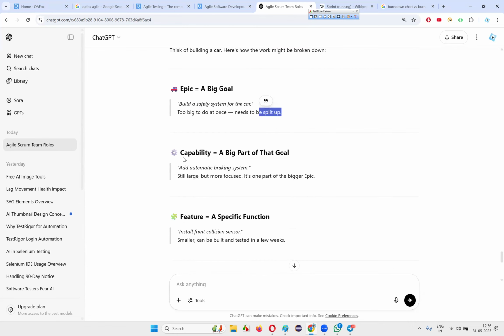We need to split it up. Capability is a big part of that goal. Add an automatic braking system. Okay, somewhere in between. Epic is a big goal, whereas capability is a mid-level goal. Still large but more focused. It's one part of the bigger epic.